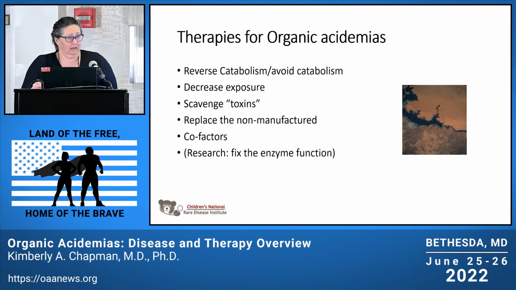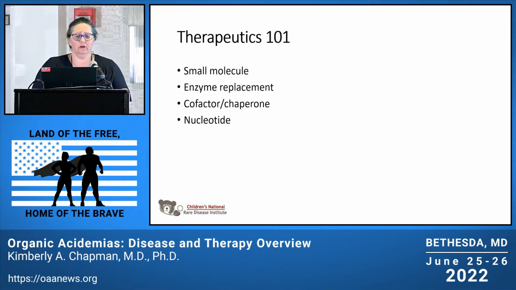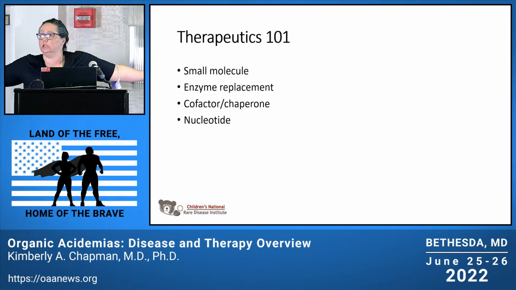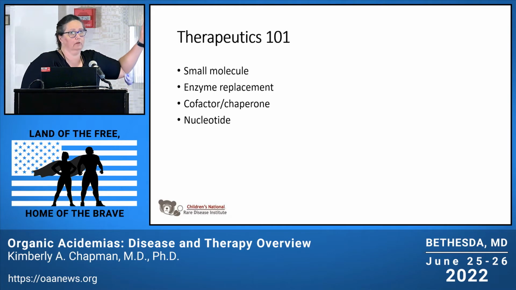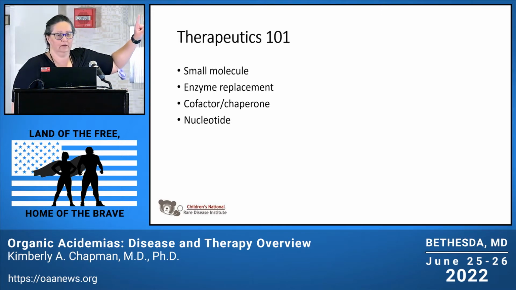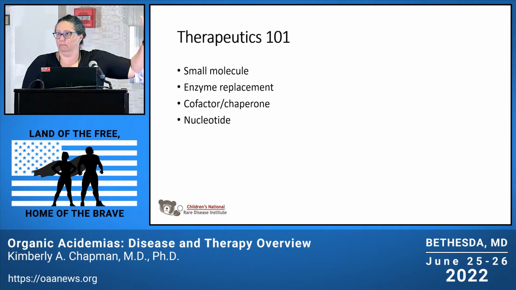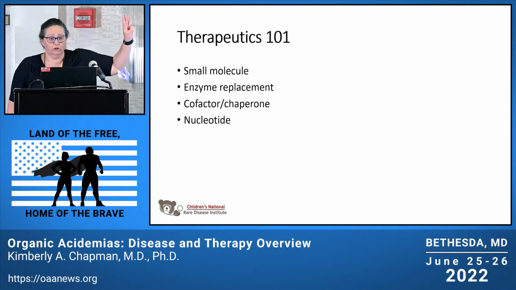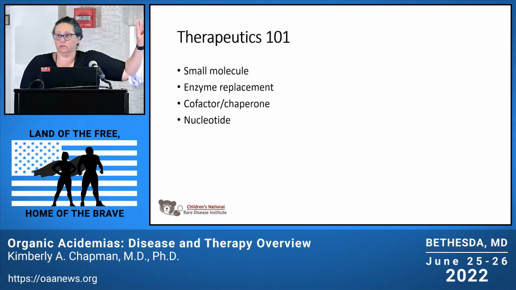What we're really lucky, though, is we have so much research going on right now, right? So Therapeutics 101. So how can I do stuff, right? I can use a small molecule. Most of us are familiar with levocarnitine. I can do enzyme replacement for some of these, maybe not for all. I can use a cofactor or chaperone. And these are almost the cofactors we use. The chaperones we don't use quite as much. But there are some chaperones that we do use in metabolic disease. And the nucleotide therapy, and that's almost always a research-based thing.